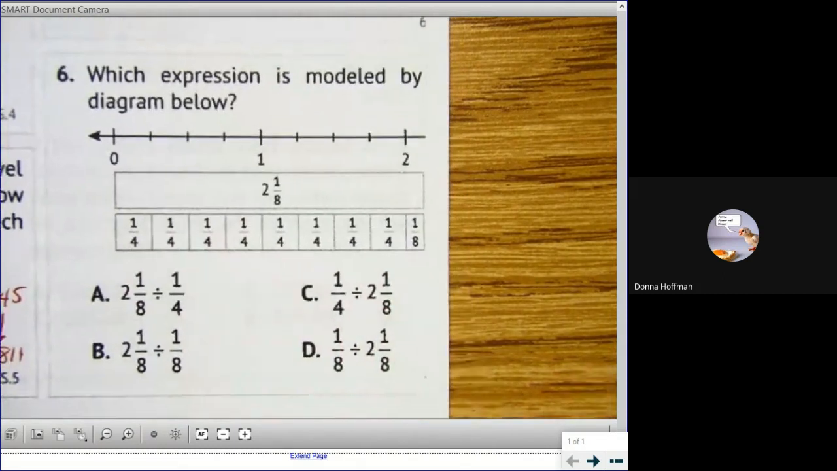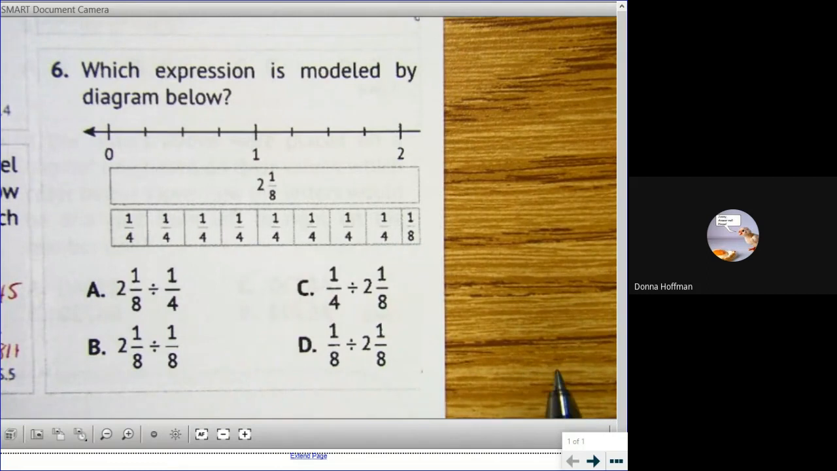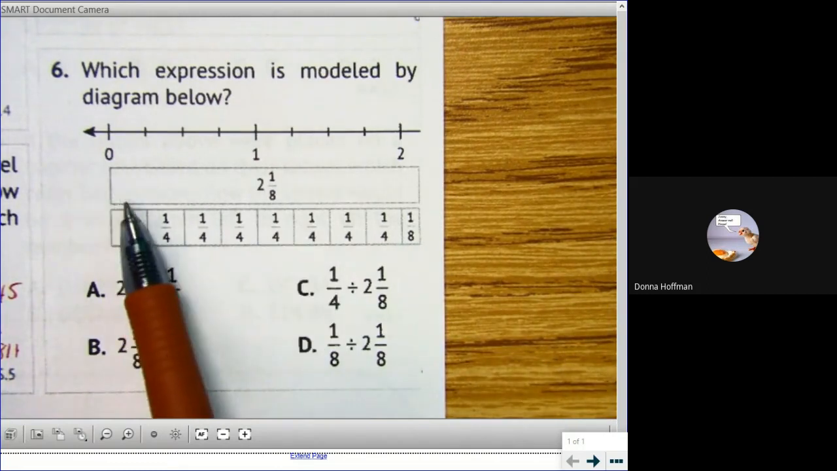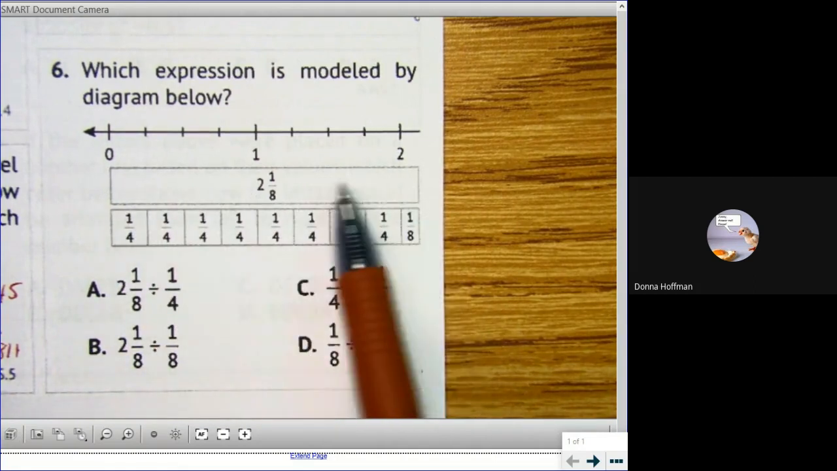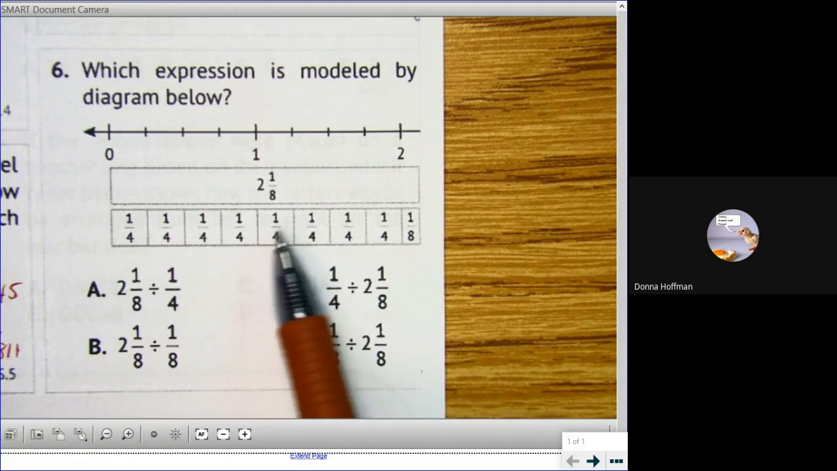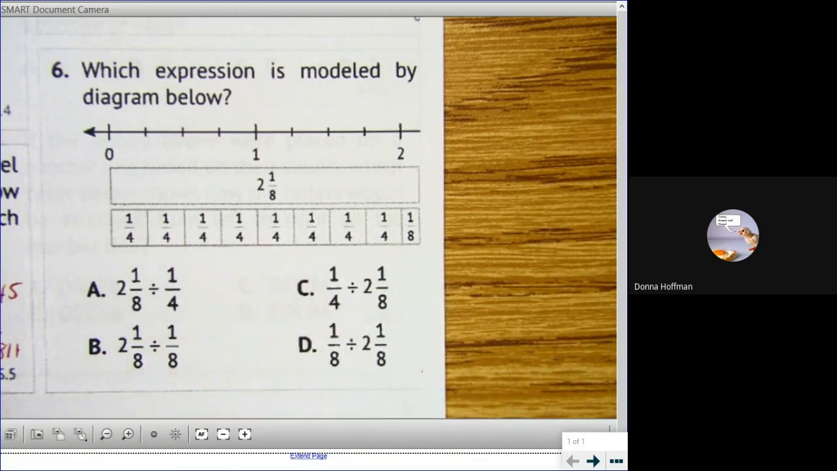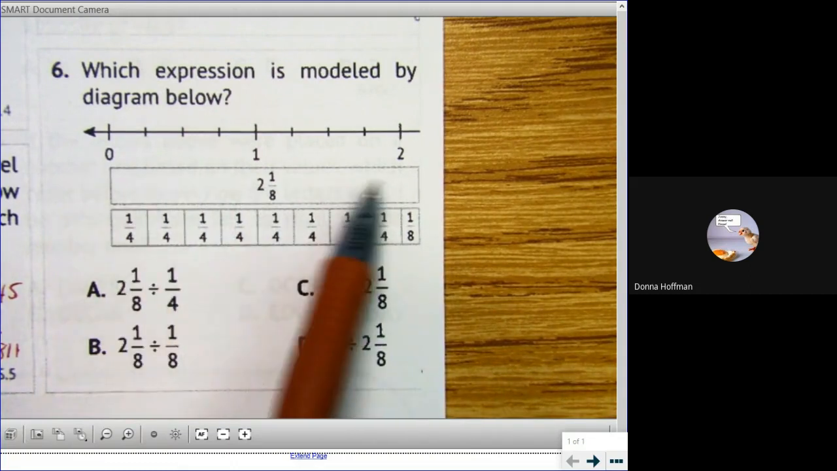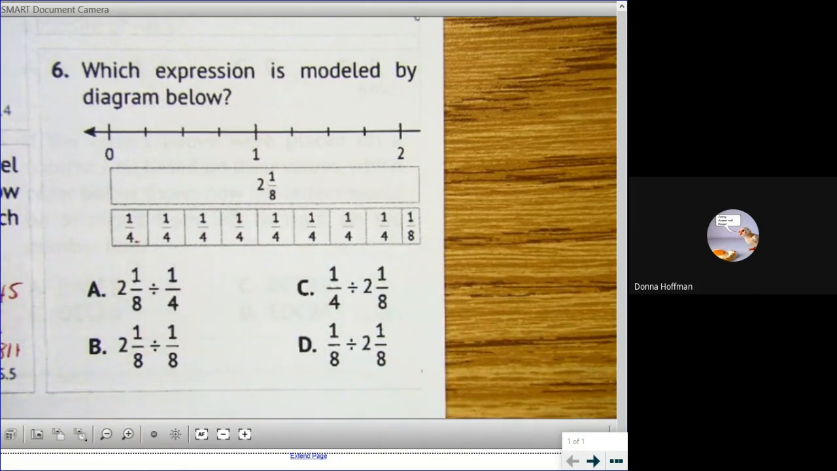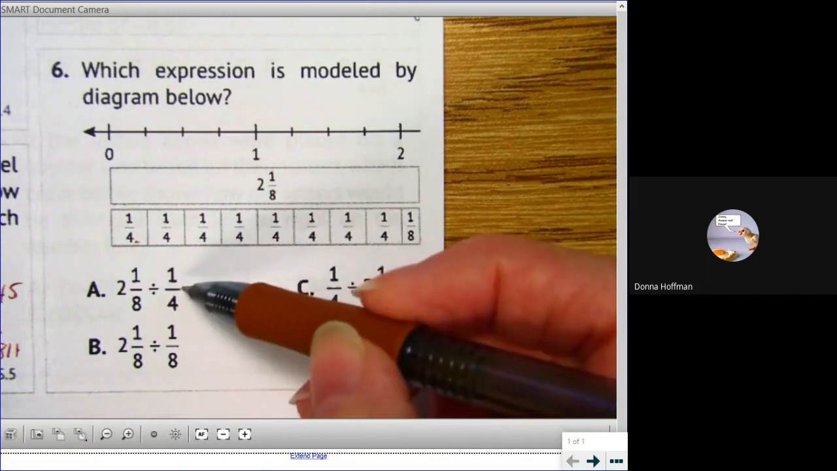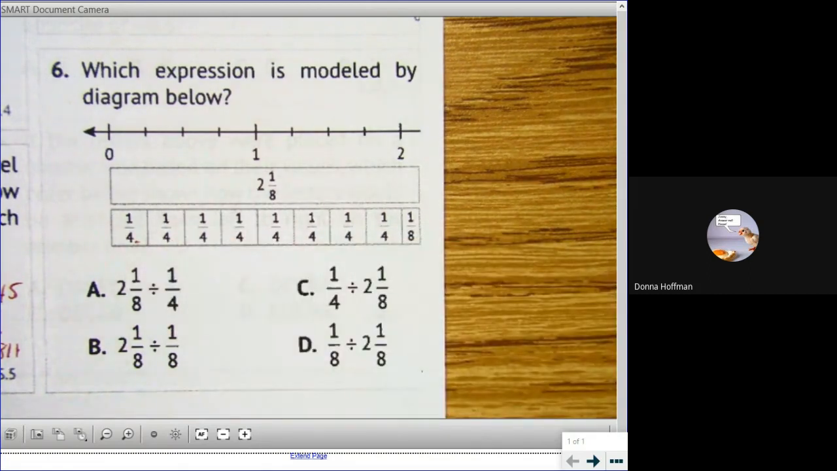And number 6, which expression is modeled by the diagram below? Well, they have the first diagram. It's a tape diagram and it's 2 1/8, and then it's being divided into little tiny pieces. Guys, this one's not hard at all. You take the whole piece right here, and then you're going to be dividing it by that. Okay. So you find out how many of those that you have. In other words, how many 1/4 will you have in the 2 1/8? So I will let you make that selection as well.